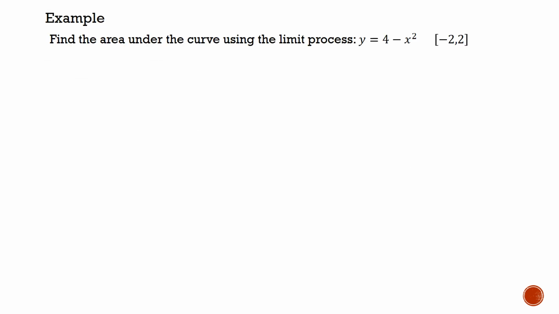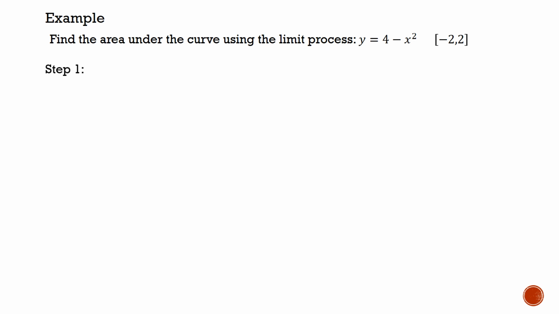Okay, so let's take a look at another example. This one is finding the area underneath the curve using the limit process. Using what we used previously, we have this function y is equal to 4 minus x squared, and we're looking within the interval negative 2 and 2. In this particular case, they didn't give me the number of rectangles to use. So I have to use the number of rectangles to be simply n.